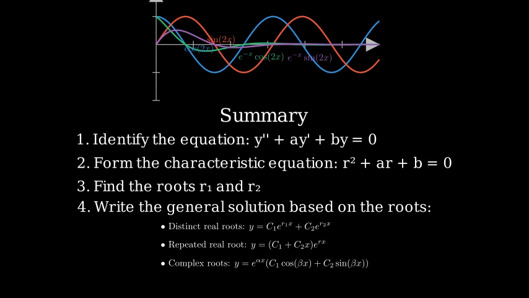Step 4. Write the general solution based on the nature of the roots. For distinct real roots, y = c1 e^(r1 x) + c2 e^(r2 x). For repeated real roots, y = (c1 + c2 x) e^(rx). For complex conjugate roots, y = e^(alpha x)(c1 cos(beta x) + c2 sin(beta x)). These solutions form the foundation for solving many important differential equations in physics, engineering, and other fields.